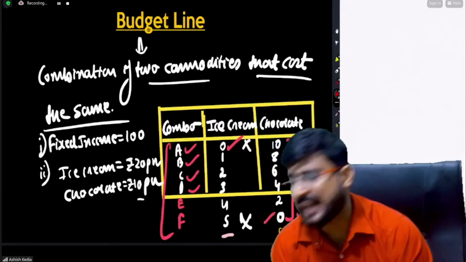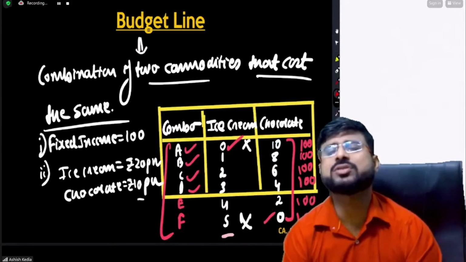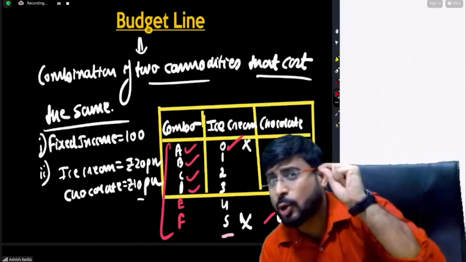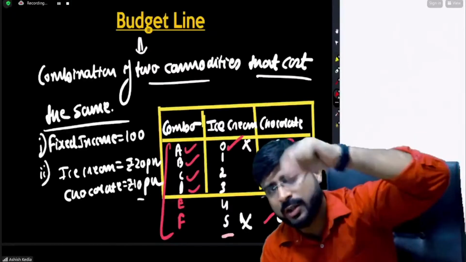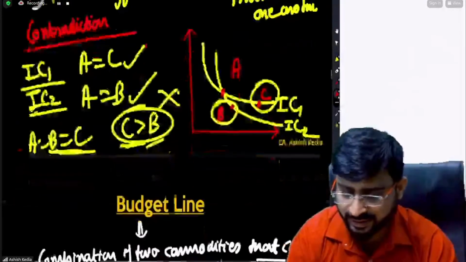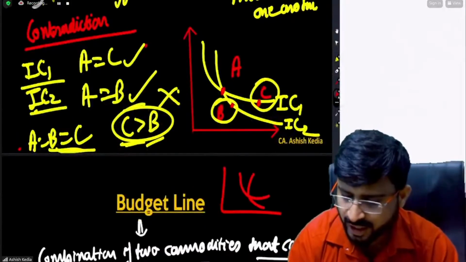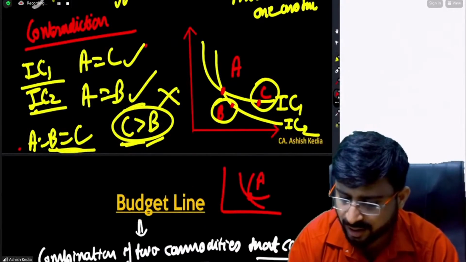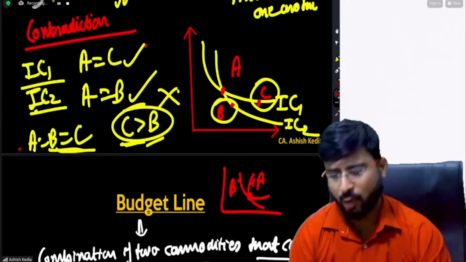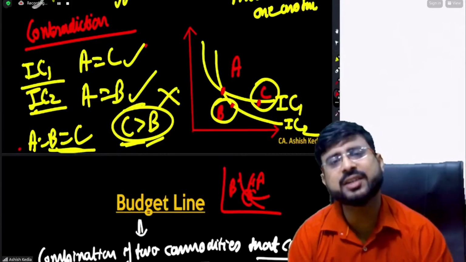Yes, Anant. IC can never intersect. Because Anant, if two IC intersect, then at the common point, all the points are giving the same satisfaction. If two IC intersect like this, it will mean that combination A here, B here, and C here give the same satisfaction. Why? Because they are sharing a common point.